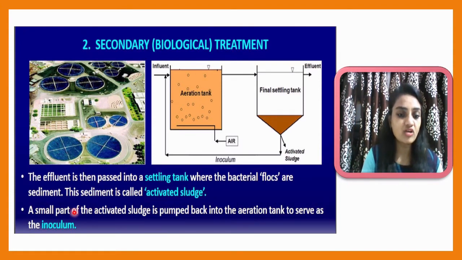A small part of the activated sludge, from here you can see, okay, a small part of the sludge will be taken out and it will be pumped back into the aeration tank to serve as an inoculum. So here this sludge will act as an inoculum in the aeration tank. So it will include some bacteria and fungus, okay, which will help to lower the BOD.